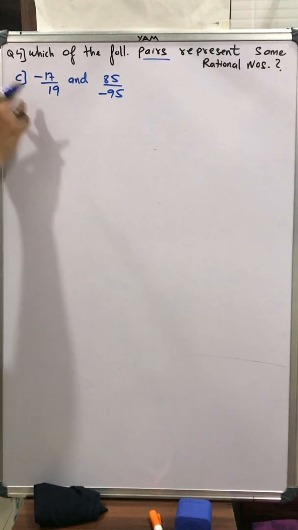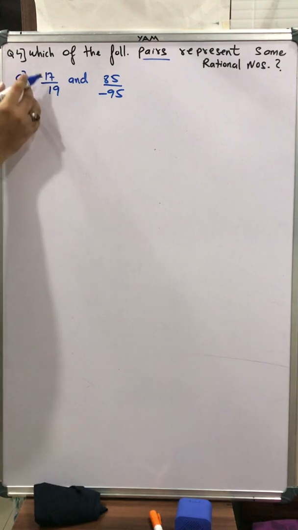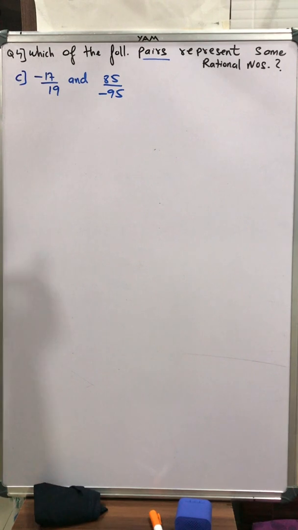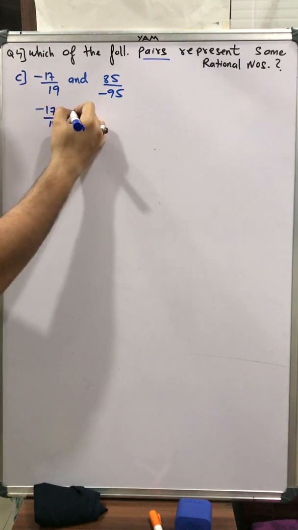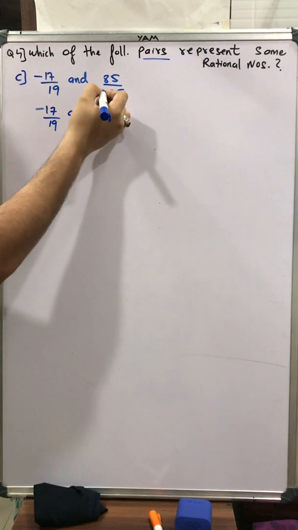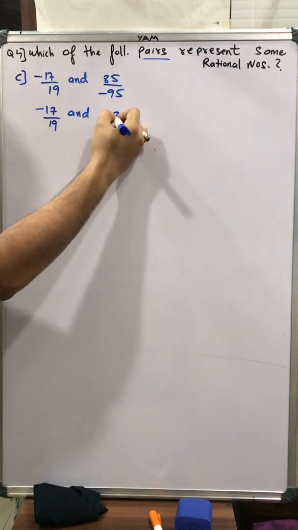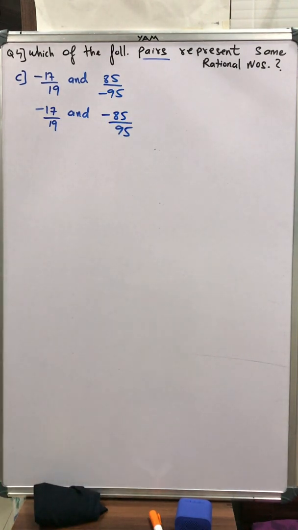Okay, fine. Our first question on the board, which is sub question C, minus 17 upon 19 and 85 upon minus 95. The first step here, students, I'll write minus 17 upon 19 as it is, and instead of writing this minus in the denominator, I can easily shift it to the numerator. So I'll write minus 85 upon 95. So now my question is minus 17 upon 19 and minus 85 upon 95.